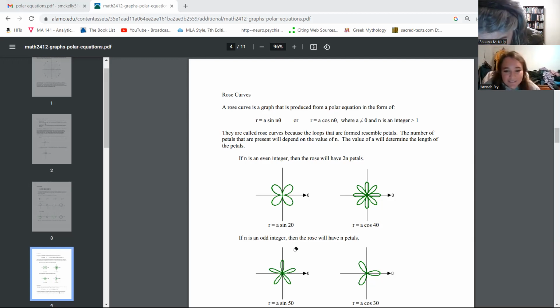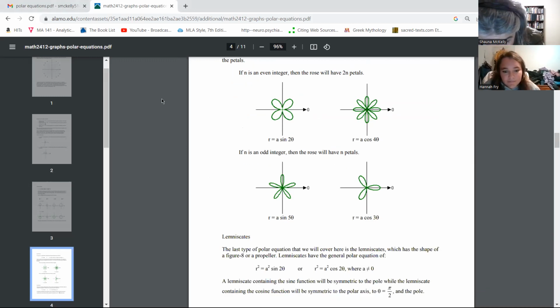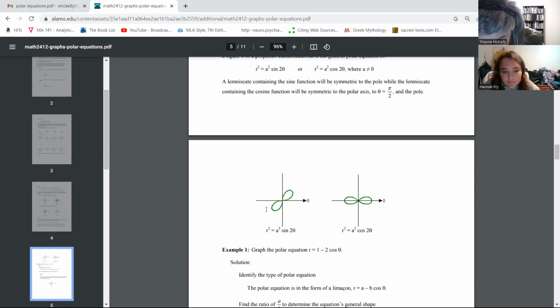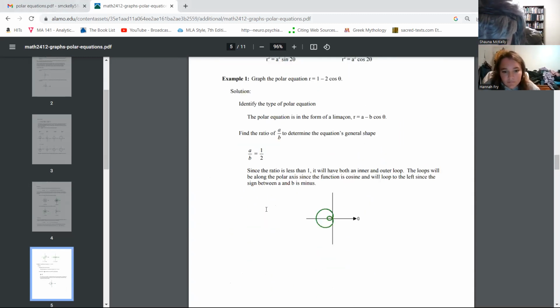So that's how that works. Now, the next part of this, let's see what else it has on this worksheet here. These are, and I'll go over how to plot some of these when we look at it. I can look at that for you and we can see where we are. Now, the other type, you said you're not doing the limaçons, so we'll skip that one.